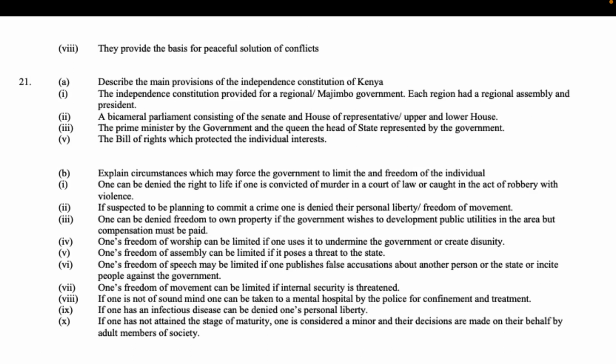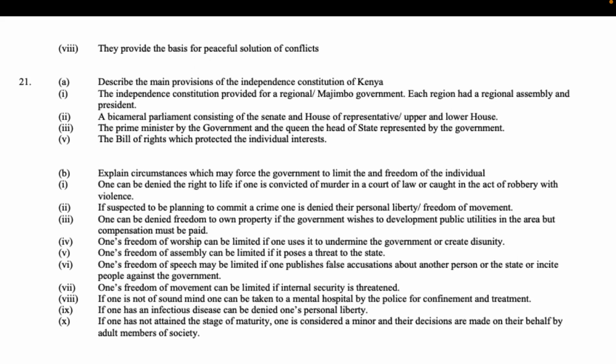21. A. Describe the main provisions of the Independence Constitution of Kenya. One, the Independence Constitution provided for a regional Majimbo government. Each region had a regional assembly and president. Two, a bicameral parliament consisting of the Senate and House of Representatives, the upper and lower house. Three, the Prime Minister headed the government and the Queen was the head of state, represented by the Governor-General. Four, the Bill of Rights which protected individual interests.